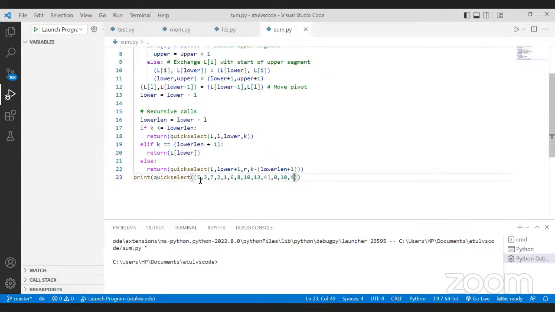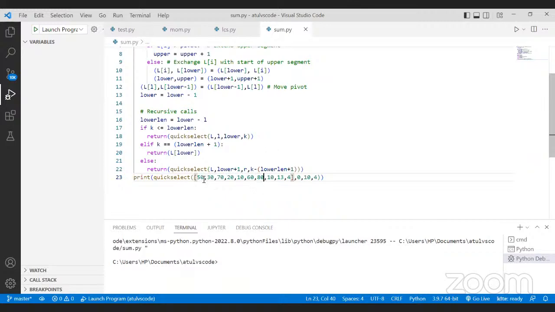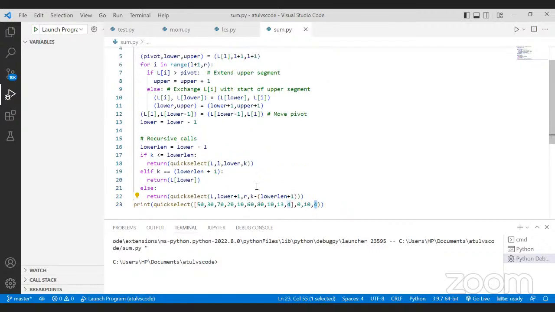I'm just changing this element to 30. What is the fourth smallest element now? And I'm putting in one breakpoint. We are calling this quick select function and passing the unsorted input list. This is the initial index 0, and this is the total number of elements, that means the last index plus 1, and this is the kth value which we are finding.